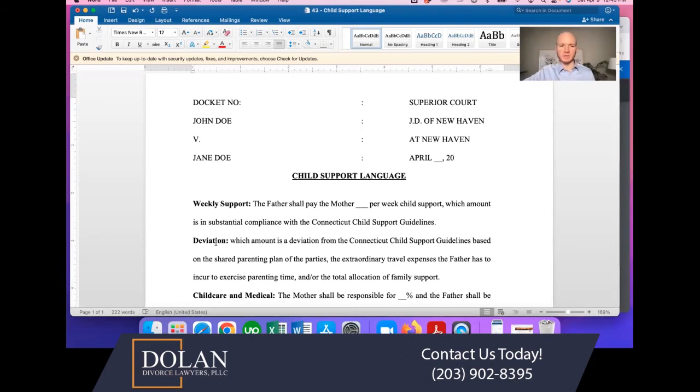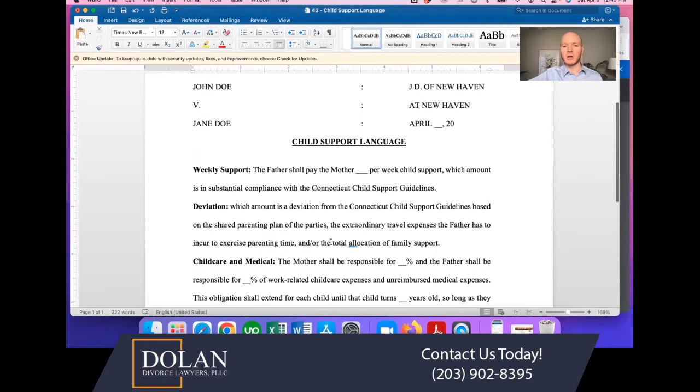You could have a deviation from the guidelines, which again, we talk about in our other video. So if you are deviating, you'll want to put which amount is a deviation from the Connecticut child support guidelines based on the shared parenting. These are some examples of deviations. So shared parenting plan of the parties, extraordinary travel expenses of the father that the father has to incur to exercise parenting time with the mother. That's if father lives in Connecticut, mother lives in Florida, and he has to travel to Florida to see his child. That might be a reason for a deviation.